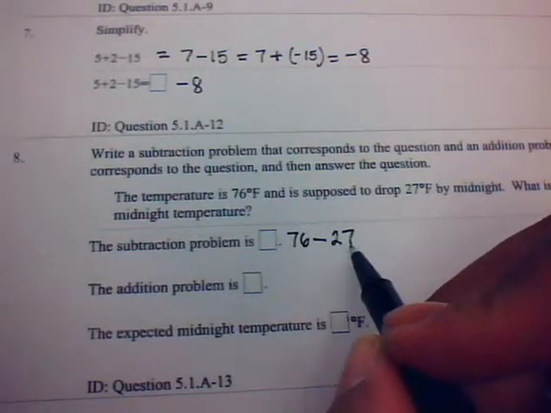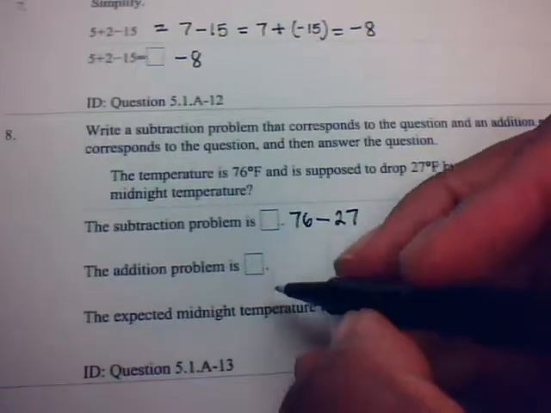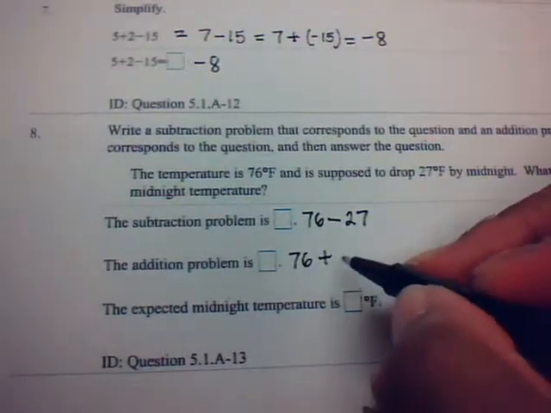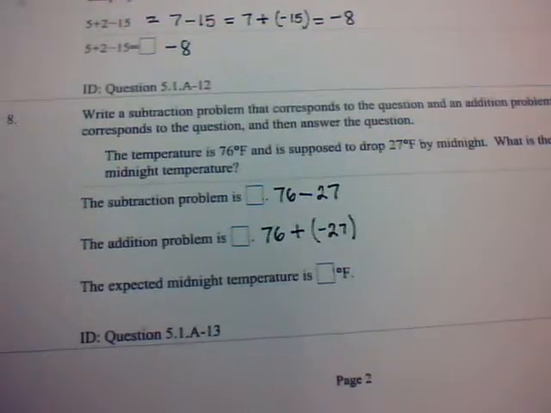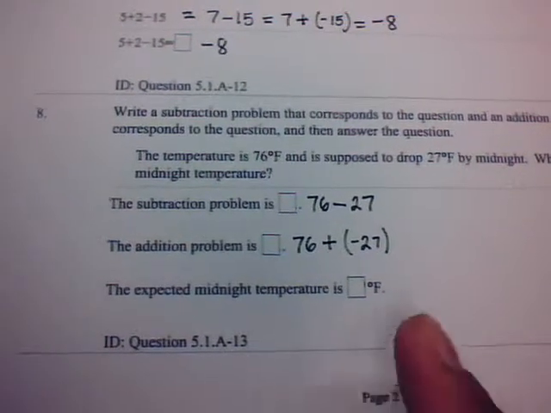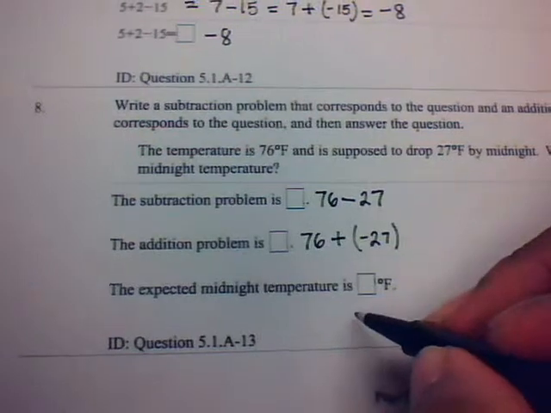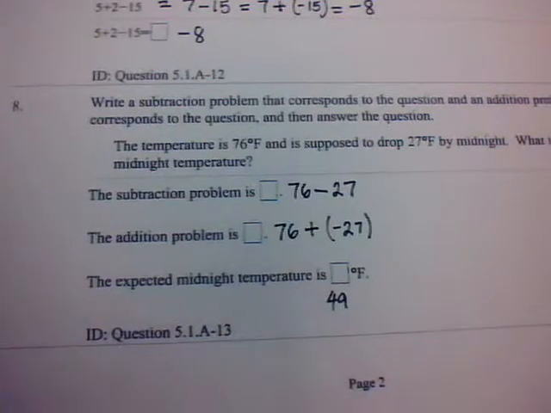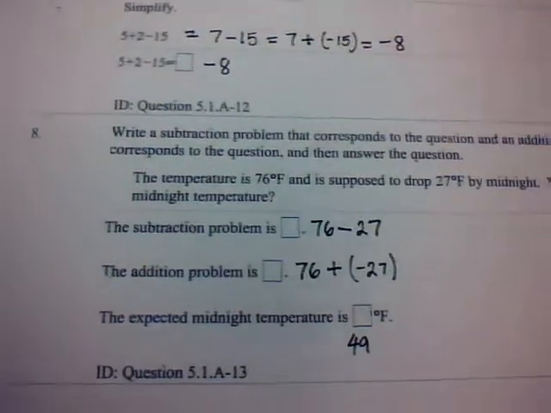Well, we got 76 minus 27, so the rule for subtracting is adding the opposite. We're subtracting 27, so that means we're going to take 76 and add to it the opposite of 27, which is negative 27. So here we'll do 76 plus negative 27. So here the expected midnight temperature would be, if we do the subtraction here, 49 degrees. So at midnight, the expected temperature would be 49 degrees Fahrenheit.